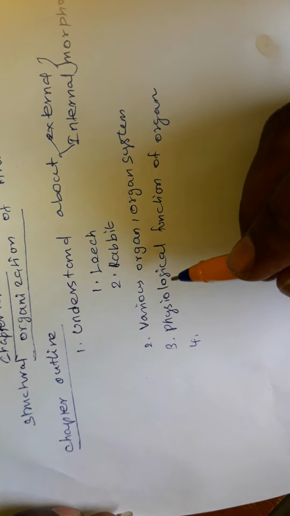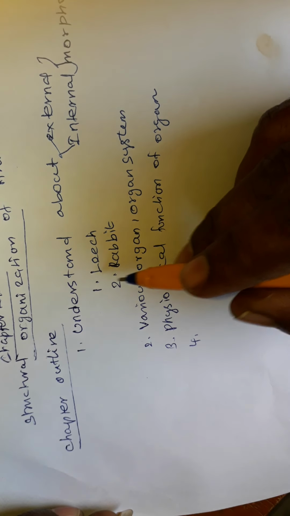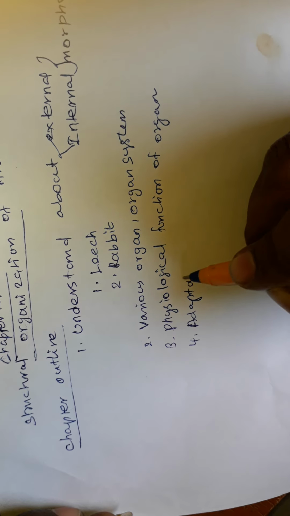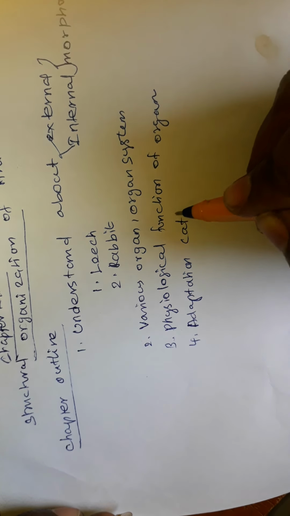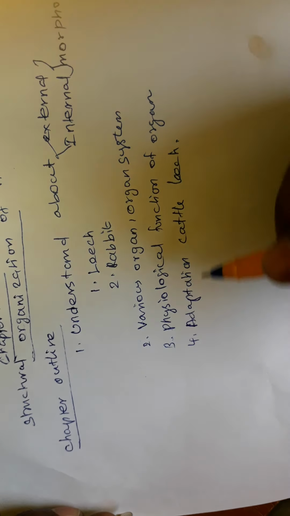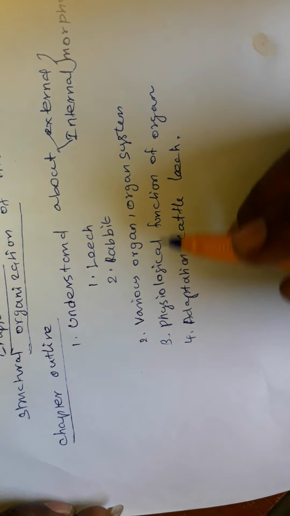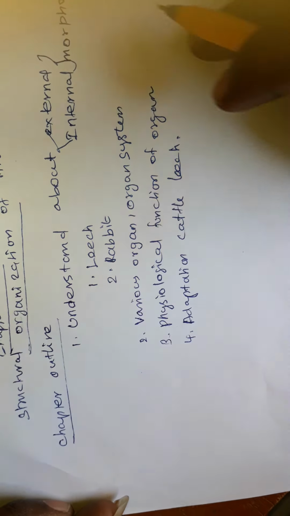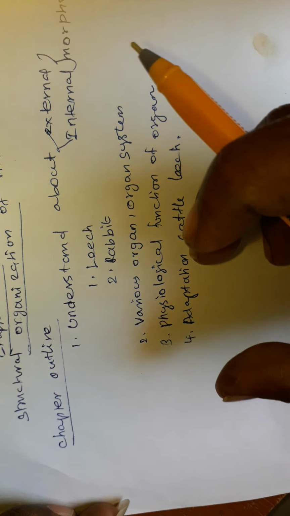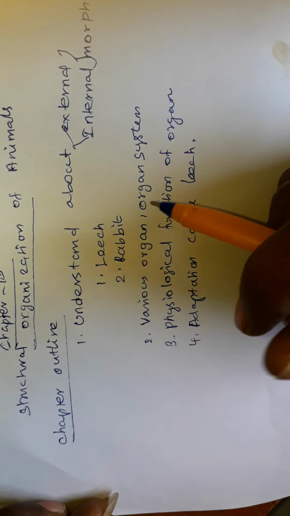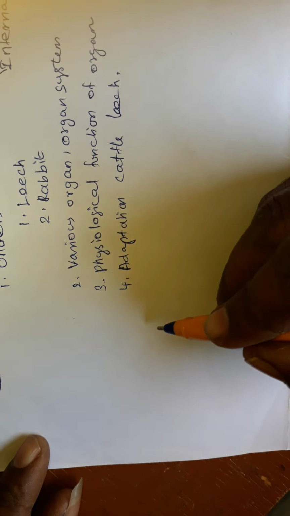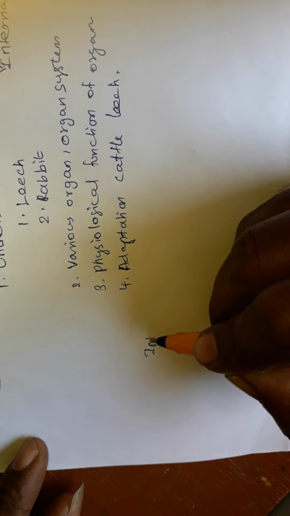Then there is the special adaptation of both the leech and the rabbit, for example the adaptation of the Indian cattle leech. Then what are their roles? These are all the concepts we will learn for the structural organization of animals. Now we learn the introduction to this concept.